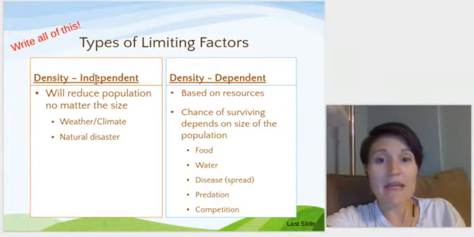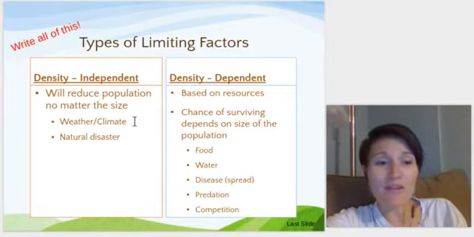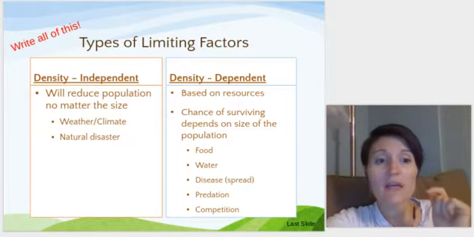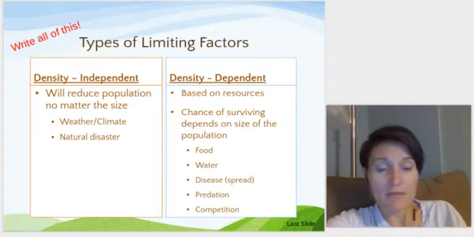We have density independent. This will reduce the size of the population no matter what the size. Yes, no matter what the size. So it doesn't matter how crowded or not crowded it is. The weather, the climate will affect whatever individuals are there, as well as a natural disaster. Things like earthquake, tsunami, flood, or drought. Whoever or whatever is there is going to be affected.